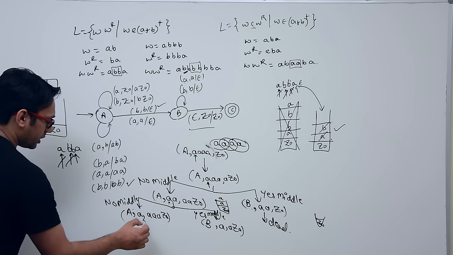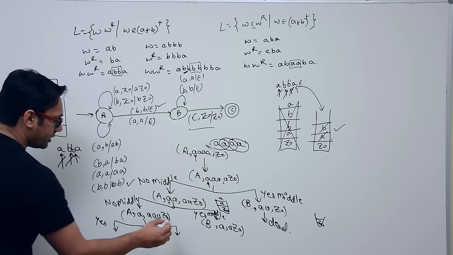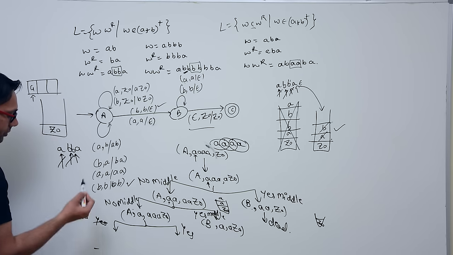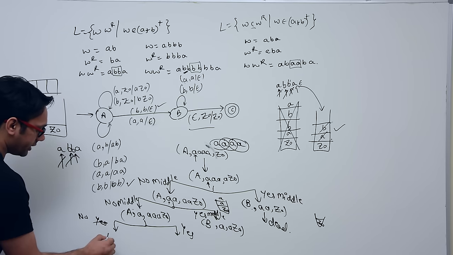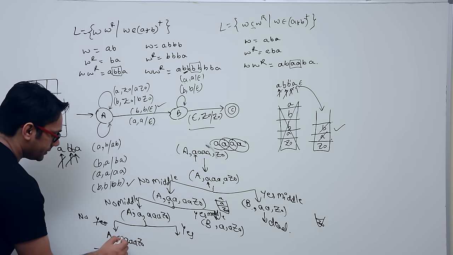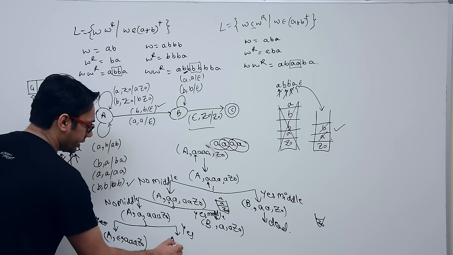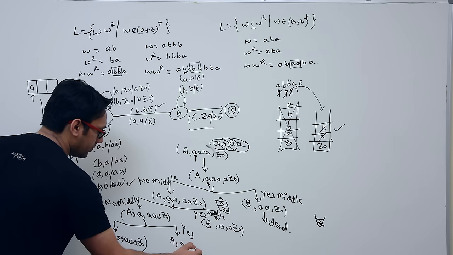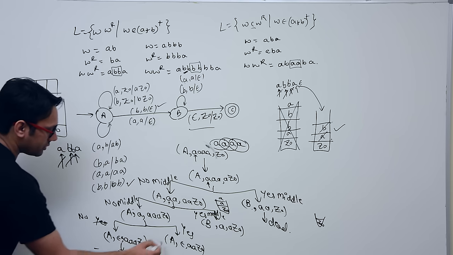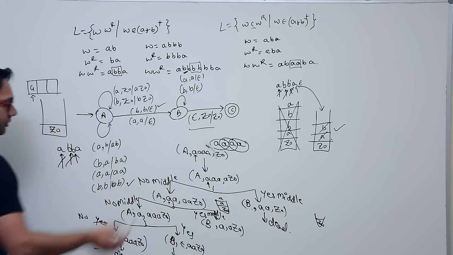Now, for these ones, again, the symbol is matching. So one will assume, yes, there's a middle point. Second will assume no middle point. The one which is assuming no middle point will be making a transition, A epsilon, four times A Z naught. And the second, which is assuming that there's a middle point, will be making it A epsilon, double A Z naught. And further, these two will be dead because this will be B. These two will be dead because there's no transition given for these symbols. You can check it from the diagram.